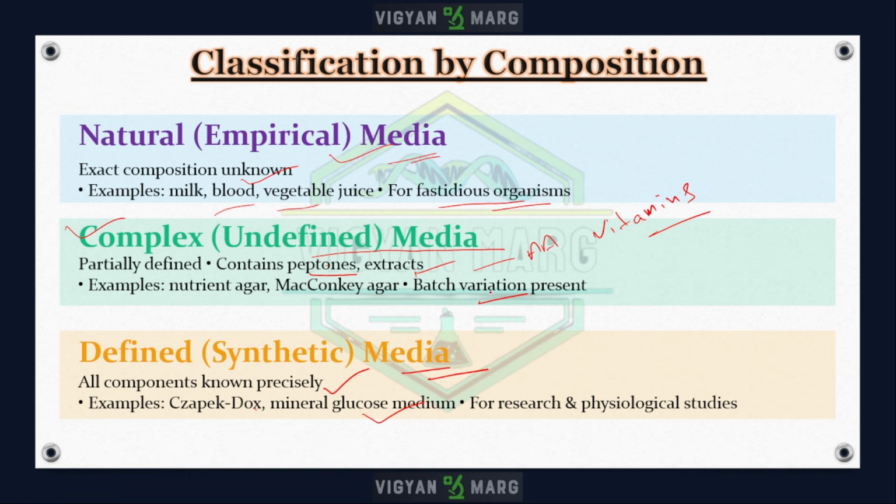So in defined media, the specific components are precisely defined. So natural and complex media are about richness and practicality, while defined media are about precision and experimental control.